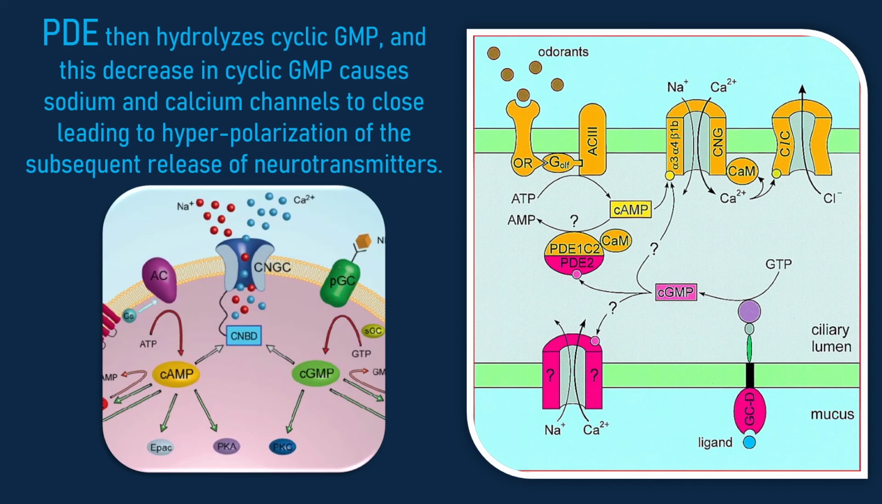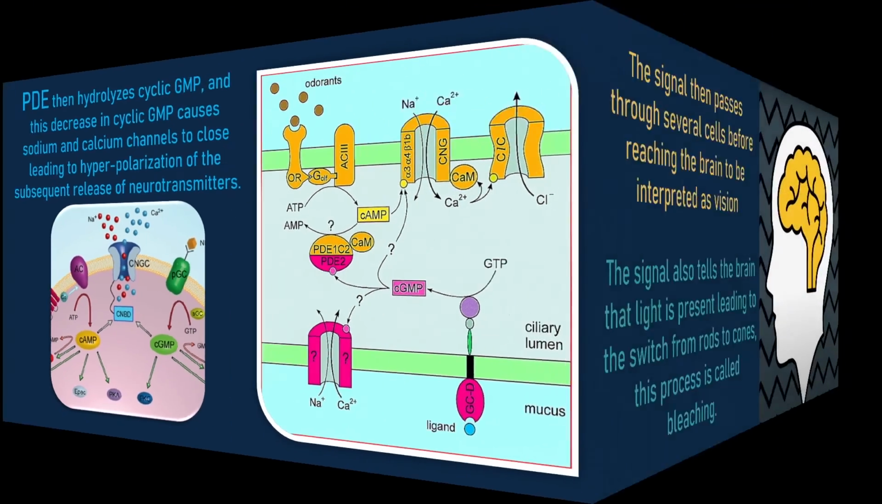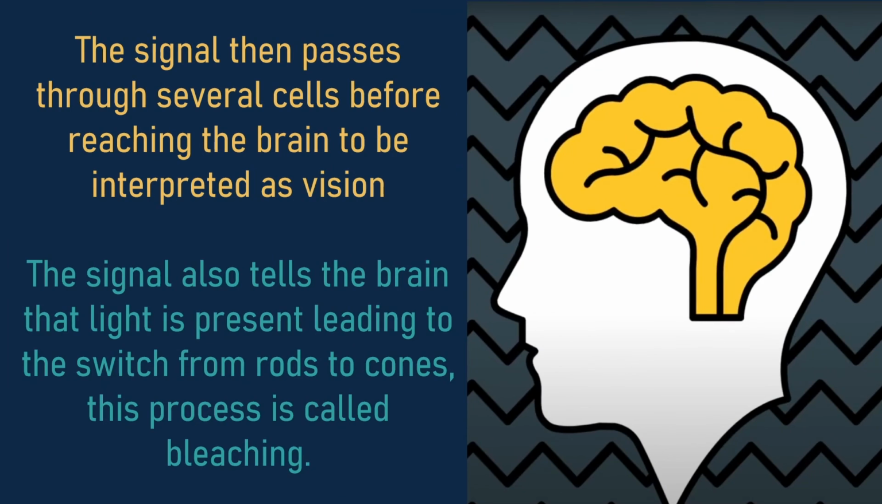Phosphodiesterase then hydrolyzes cyclic GMP, and this decrease in cyclic GMP causes sodium and calcium channels to close, leading to hyperpolarization and the subsequent release of neurotransmitters. The signal then passes through several cells before reaching the brain to be interpreted as vision. The signal also tells the brain that light is present, leading to the switch from rods to cones. This process is called bleaching.